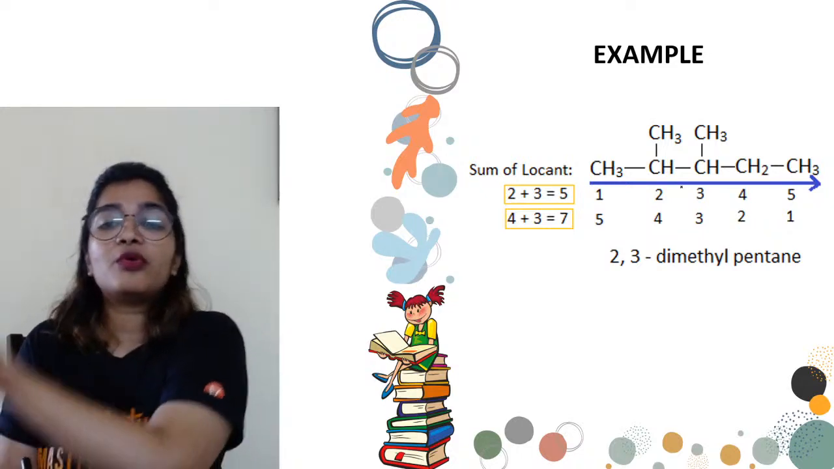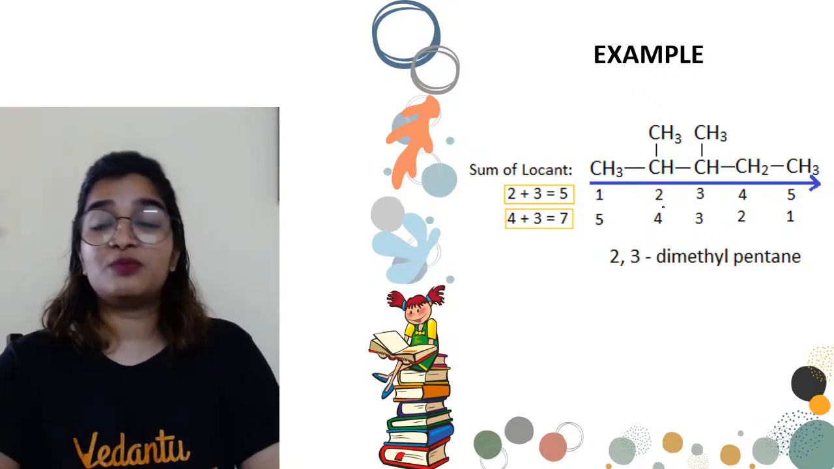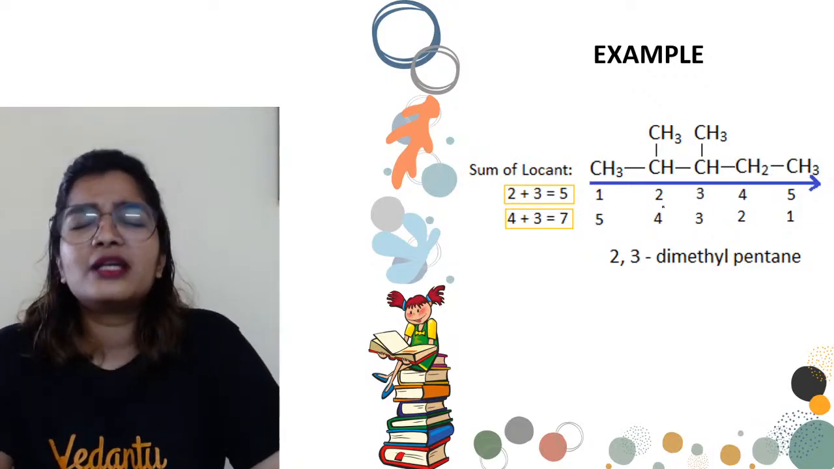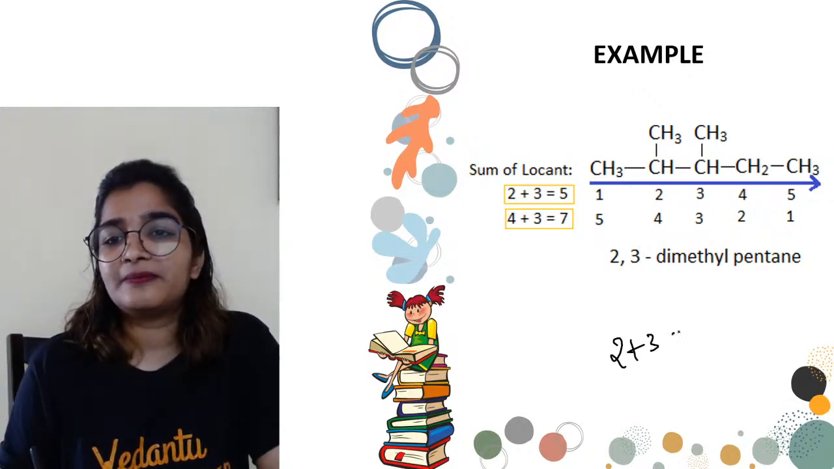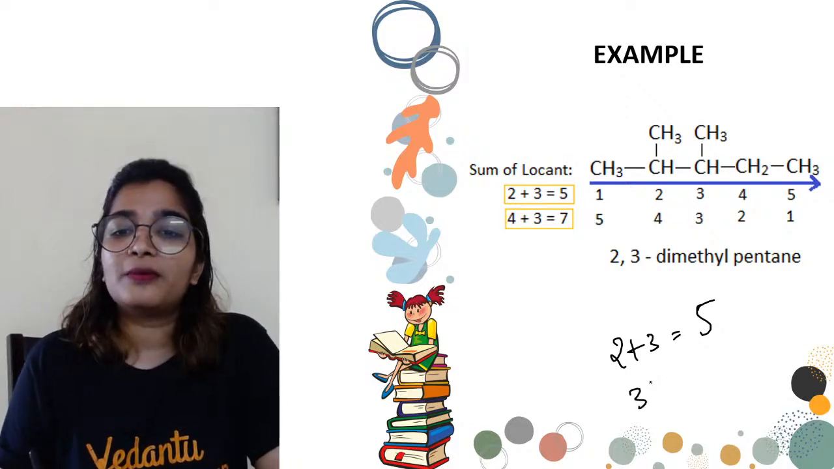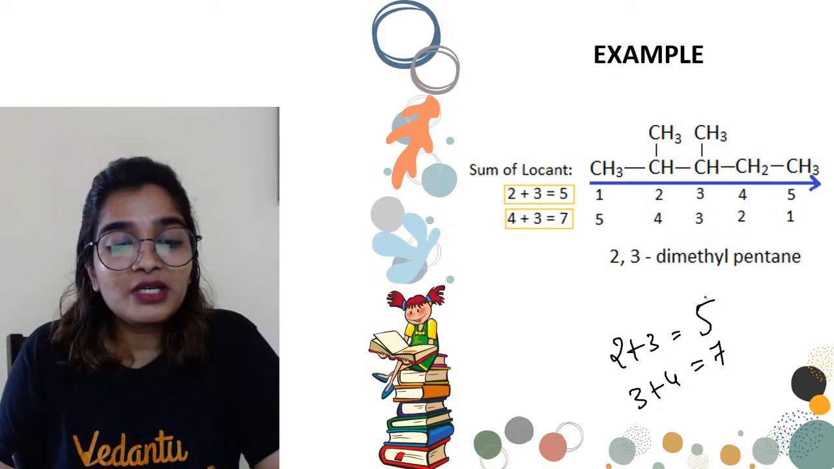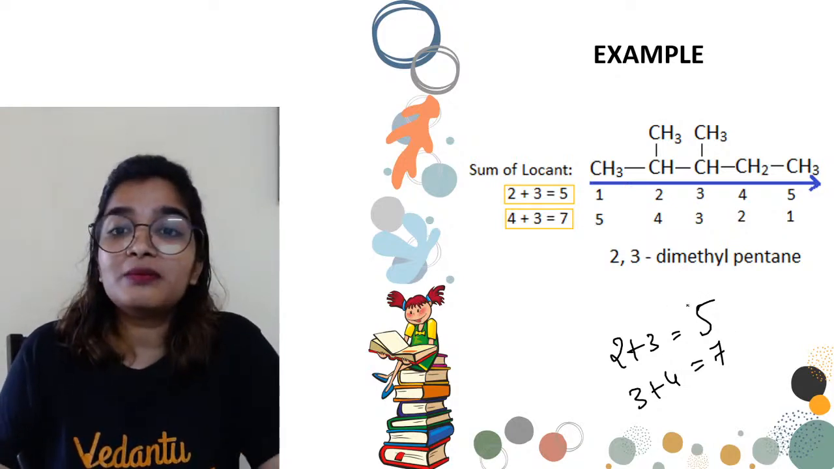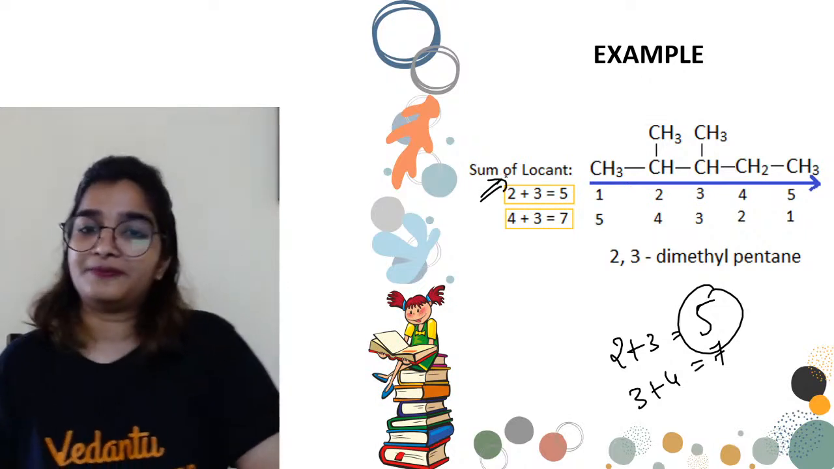If I come from right to left, this will have 3 and 4. Now you might be confused. Which is the right one? Very simple, just add them. 2 plus 3, for the first one, it is 5. Here, it is 3 plus 4. It is 7. So, which is the lowest number here? 5. Then this will be the right order.